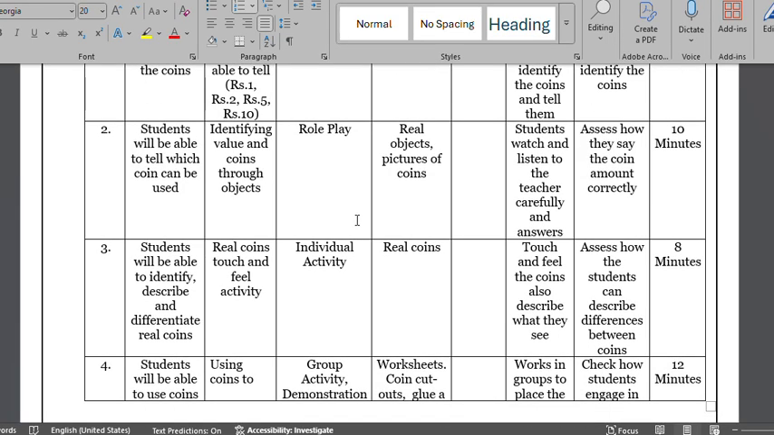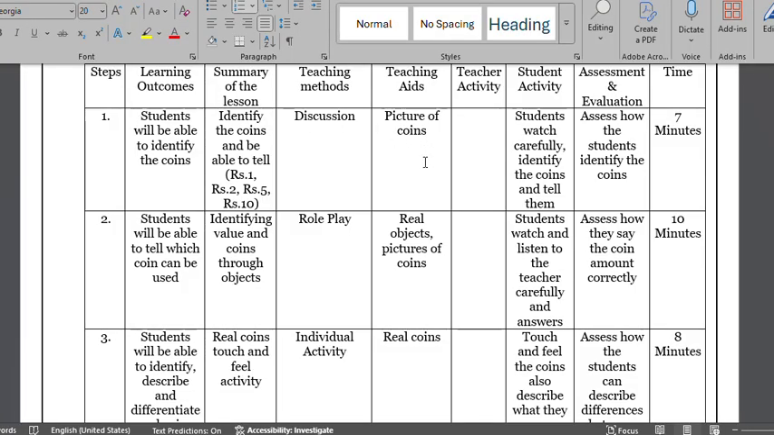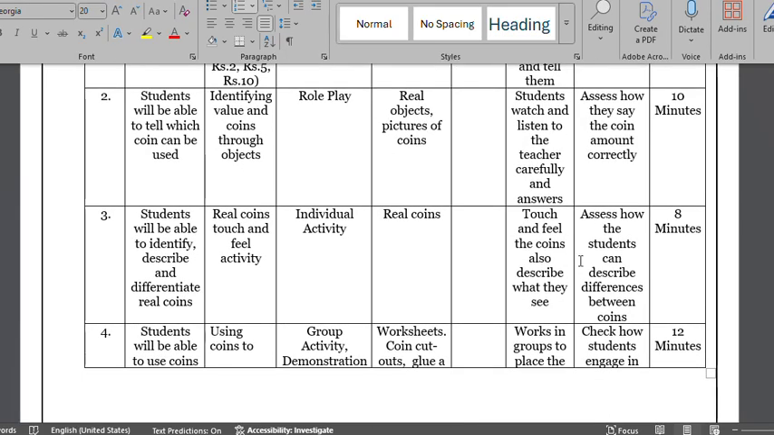And then the individual activity. Students will get the coins, the real coins. Here the teacher will use pictures of coins, so she will show 1, 2, 5, 10 rupee coins, but here they get the real coins. They will touch and feel, and there are many sizes of coins as well, so they want to see what the real coins look like. So the steps will be like that.